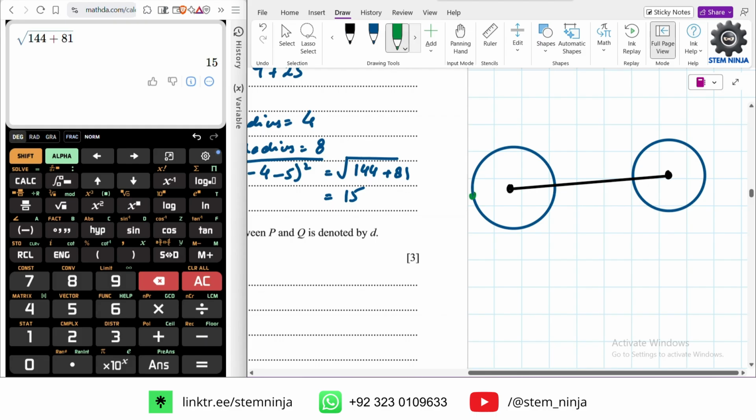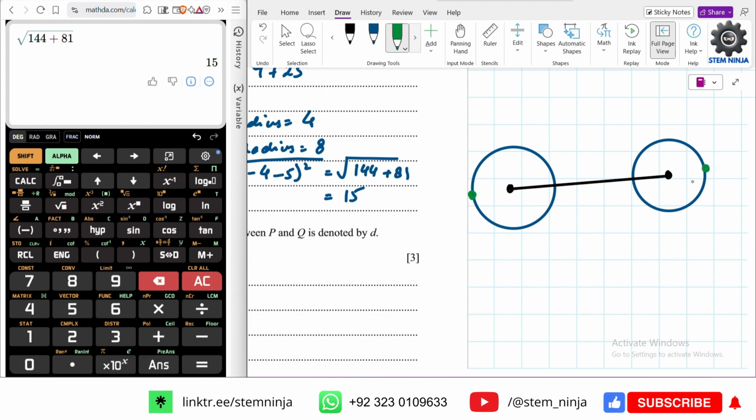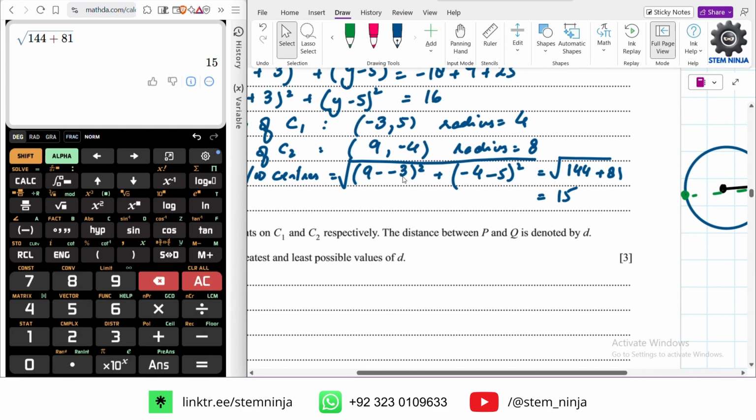So if we connect the farthest points from each other, this would be the farthest distance. And if we connect the closest ones, this would get us the minimum distance. So that's what we simply have to do.